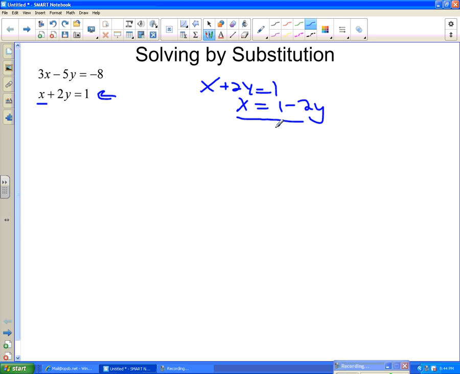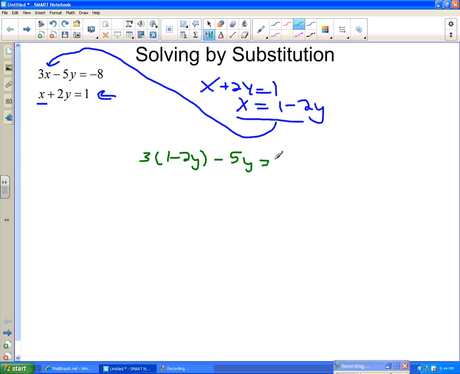After I solve it for a variable, I'm going to take that expression and I'm going to plug it into the other equation. You must go to the other equation. You cannot go back to the same equation. If you go back to the same equation, everything's going to cancel and you're going to get really confused. So you have to go to the other equation. So now I have 3, and I know what x is. X is 1 minus 2y, so I write 1 minus 2y, minus 5y equals negative 8. So now I have an equation with just y's in it, and I can solve it for y.